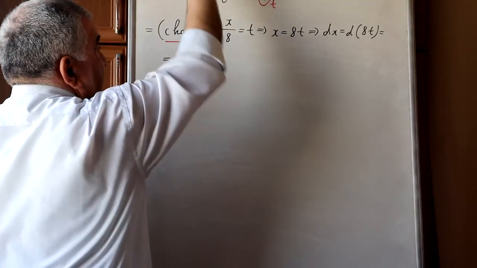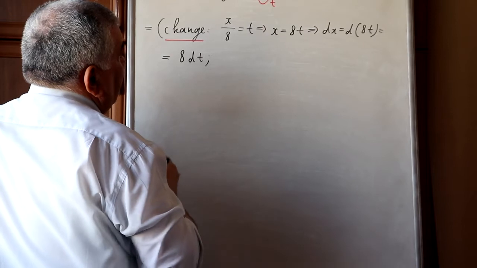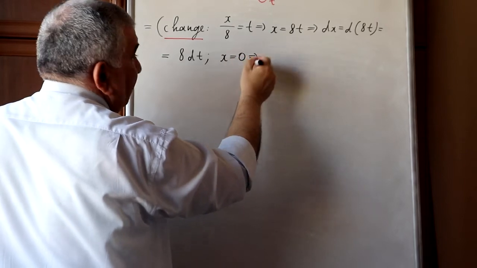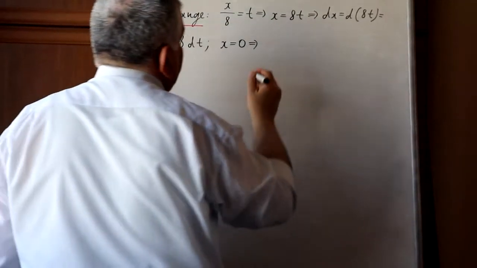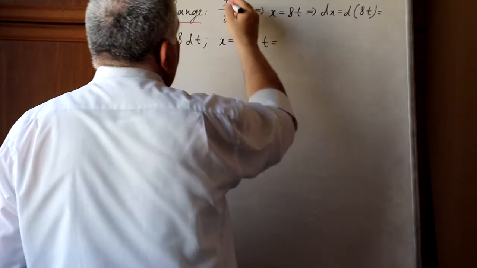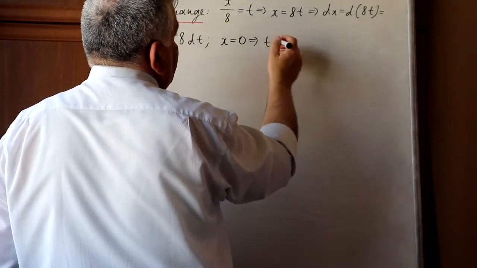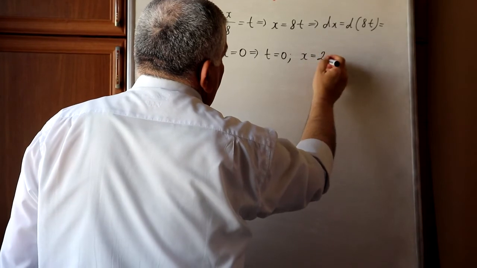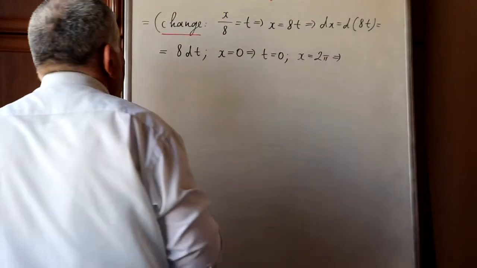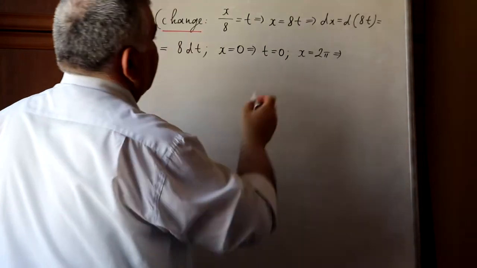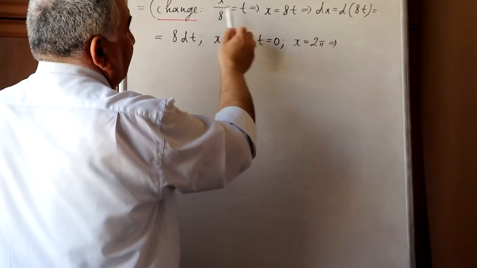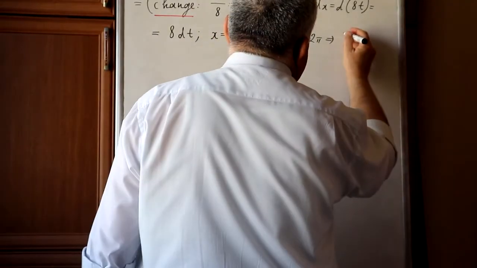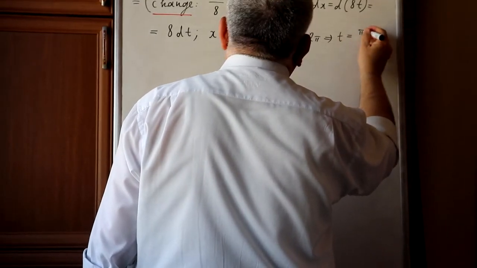Also, we must change the integral limits. The lower integral limit for x is 0. X is 0, and find the corresponding lower integral limit for t. T is 0 over 8, which is also 0. But the upper integral limit for x is 2 pi, and we must find the upper integral limit for the new variable t. Substitute 2 pi instead of x, and we will obtain 2 pi over 8, which is pi over 4. T is pi over 4.